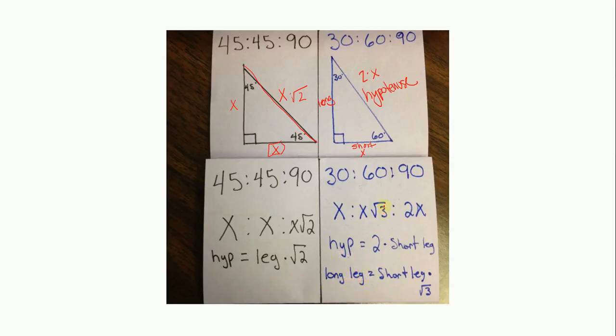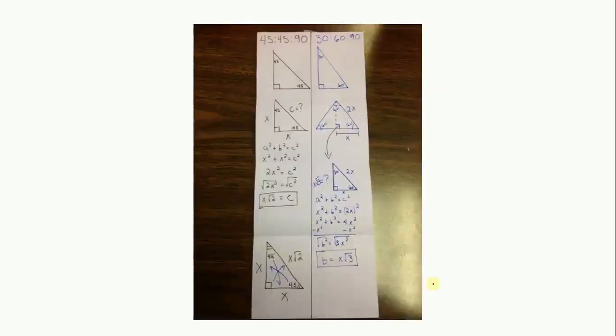Long leg, though, was x square root of 3, right? Well, x is just the short leg. So I can find my long leg by taking the short leg's measure times the square root of 3. That will allow me to find the answer to my long leg. It'll tell me how long it is exactly. Here's our foldable all broken out, with all the information written down just in case you need to look at it.